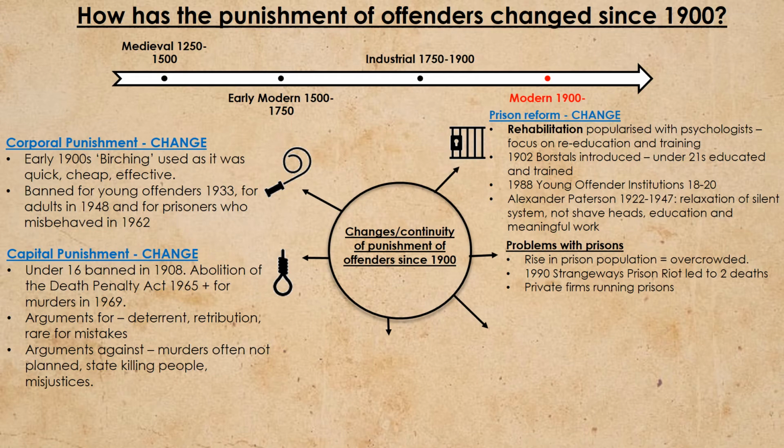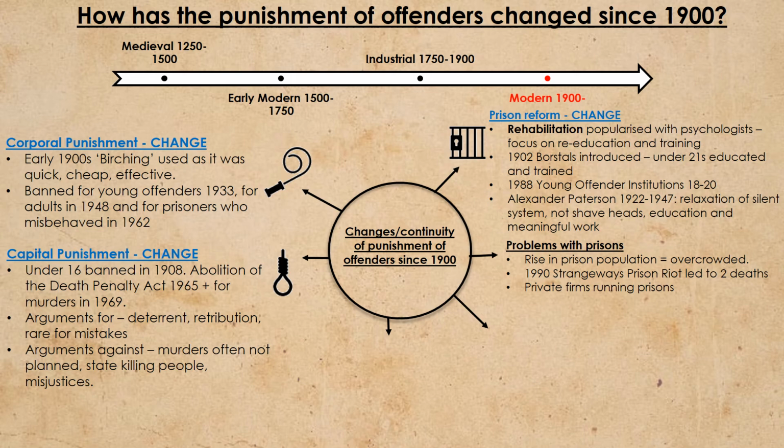And there is no better example of overcrowding in prisons than the 1990 Strangeways prison riot, which led to 2 deaths when prisoners rioted and took control of the prison. This was a huge embarrassment for the government because it showed them and the country as a whole that we were not in control of our prison system. So it sort of epitomised those modern problems with prisons.